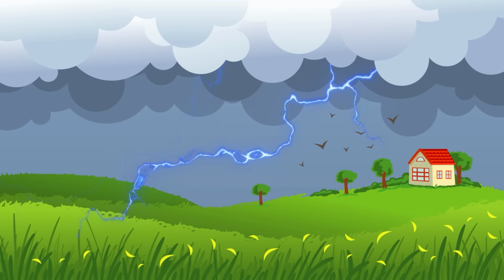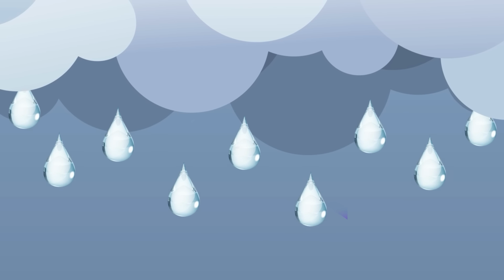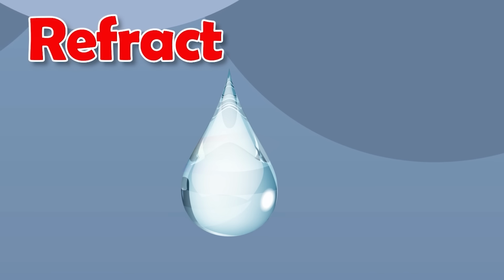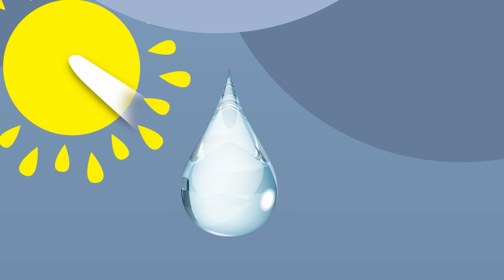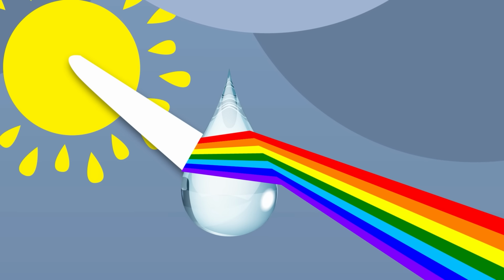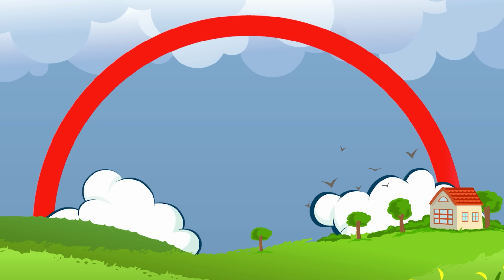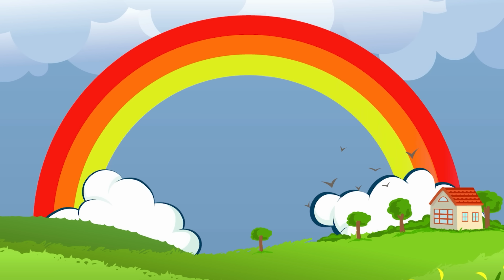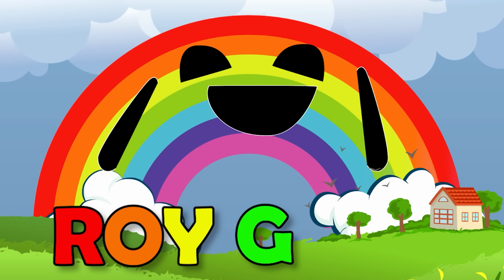So when a storm comes and it rains really hard, it leaves water droplets in the sky. These droplets refract, which means bend light. So when the sun shines white light on the water droplet, the light bends. And we see all seven colors because they bend at different angles. Red is first, orange is second, yellow is third, green is fourth, blue is fifth, indigo is sixth, and violet is seven. Roy G. Biv.